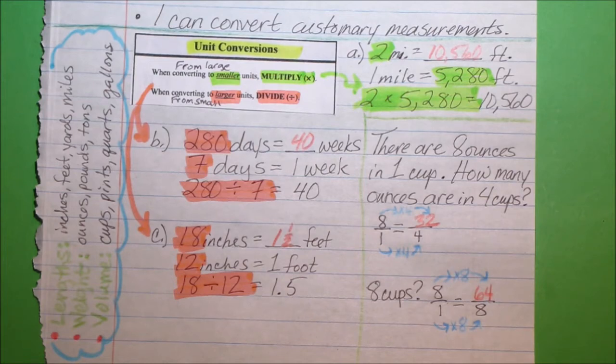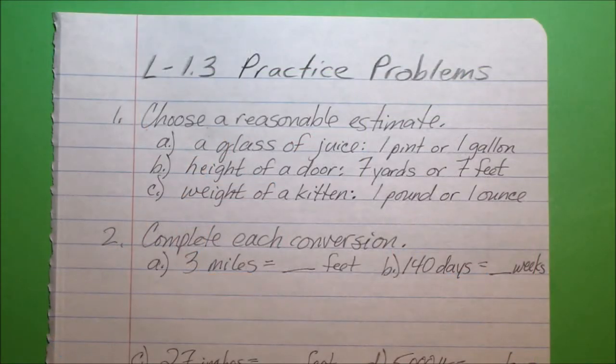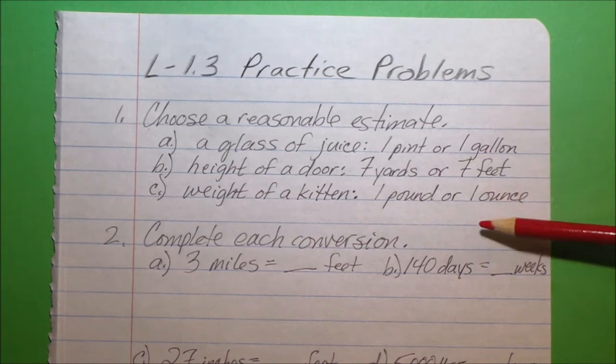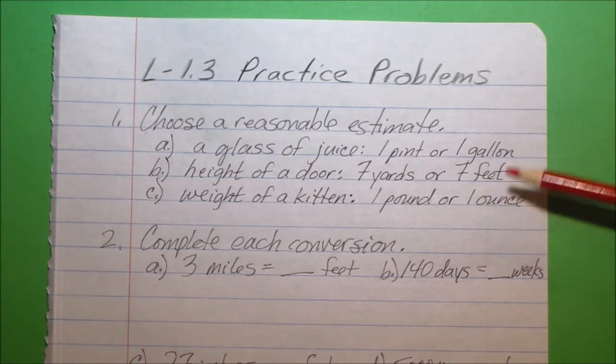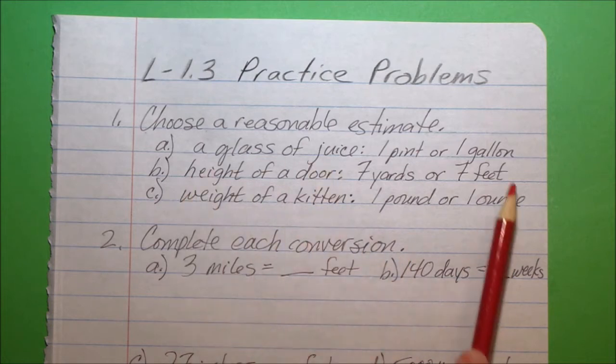All right. Okay, well, that's the notes for lesson 1.3. Let's take a look at some practice problems. Here's our practice problems for lesson 1.3. They're going to look very much like what you're going to see on your worksheet. So number 1 is just asking you to choose a reasonable estimate. This is where they're just trying to see, do you understand the difference between a pound and an ounce, or yards and feet, or a pint and a gallon? What makes sense in each one of these.